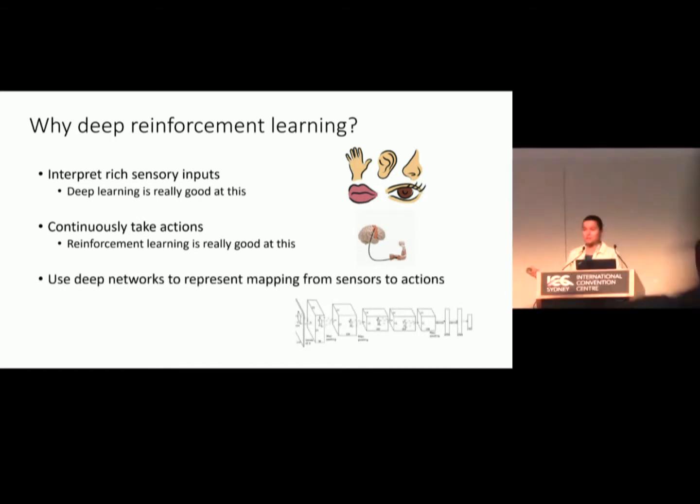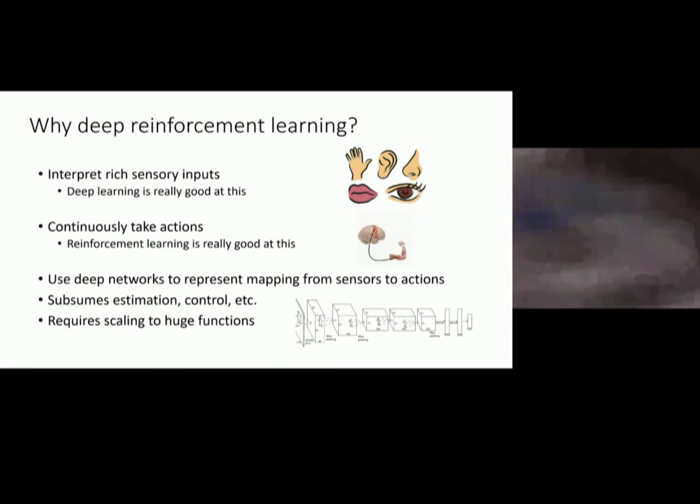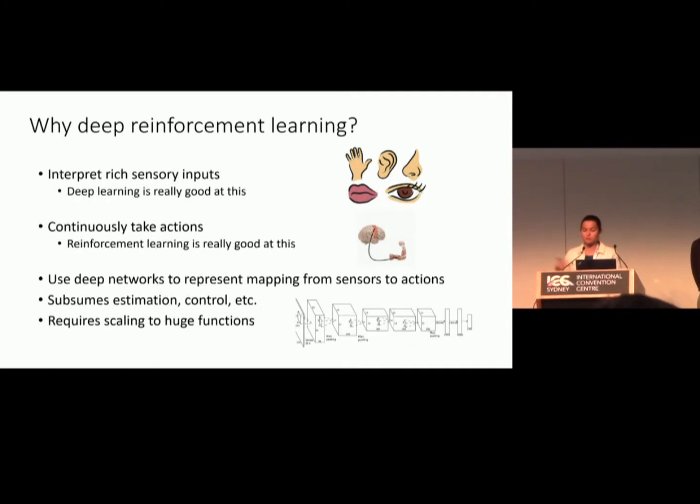And so in this tutorial, we're going to be talking about deep reinforcement learning and the ability to use deep networks to represent the mapping from sensors to actions. And this subsumes the problem of estimation, the problem of control, etc. And it's not just about taking a deep neural network and applying it to a reinforcement learning algorithm that can handle linear function approximators, for example. In this tutorial, we're going to be focusing on algorithms that can scale to very large high-dimensional functions so that we can effectively perform reinforcement learning with rich sensory inputs while taking continuous actions.